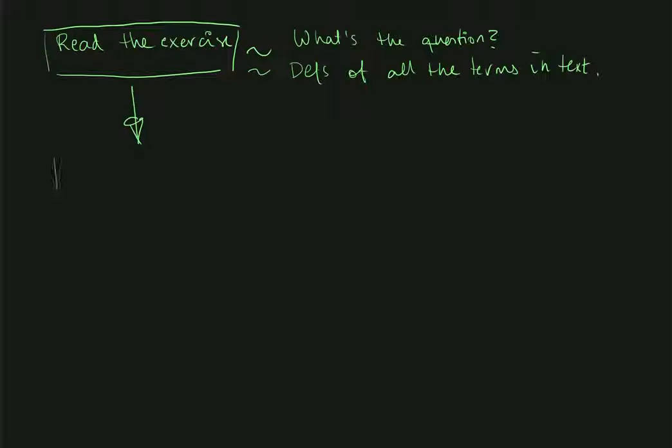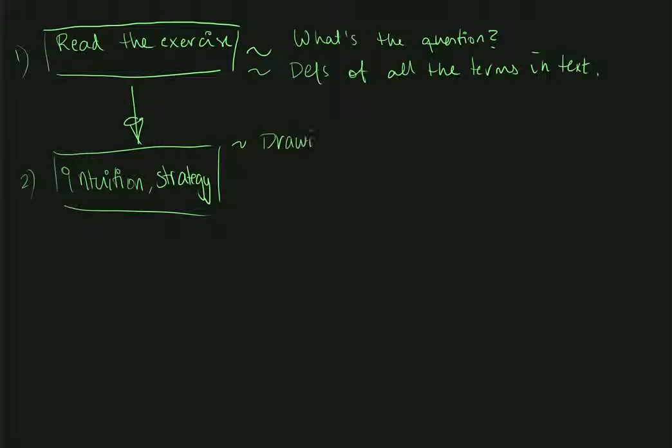Now the next step is understanding the intuition behind whatever result we're asked to show and trying to map a strategy for our proof. Now, why are these two things related? Well, when you have finished the first step up here, you have already come a long way. Often just by reading the exercise and looking for all the definitions, we can actually finish the exercise. But if that is not enough, then it's a good idea to think about the intuition behind this. Probably we can make a drawing.